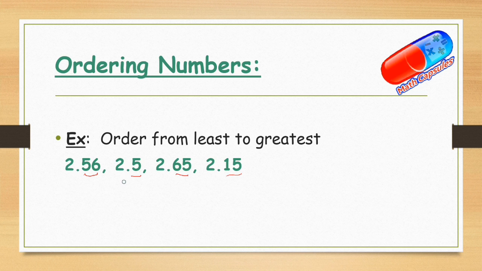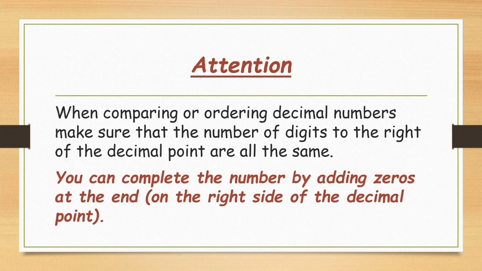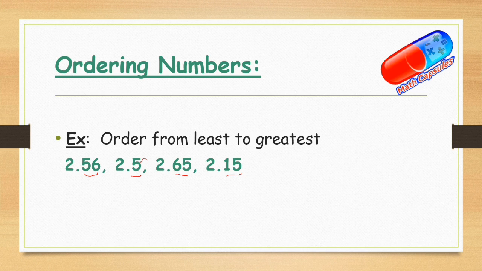So the only one different here is 2.5. What do I do to make them all the same? You can complete the number by adding zeros at the end, on the right side of the decimal point. So I will just add a 0 here. Now it makes no difference. 2.5 is the same as 2.50, as we know from the decimal lesson. So 2.56, 2.50, 2.65, and 2.15.